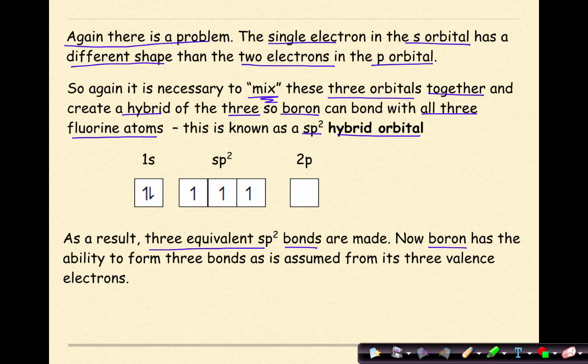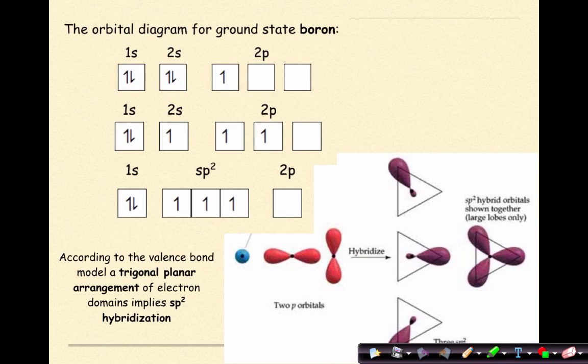Now boron has the ability to form 3 bonds as assumed from its 3 valence electrons. Let's see what this looks like. So the orbital diagram for ground state boron begins like this: 1s2, 2s2, 2p1. We excite an electron from the 2s sublevel and bring it up to the p sublevel. So now we have 1s2, 2s1, 2p1, 2p2. These 3 come together to form a hybrid orbital, which is represented as these electrons right here.